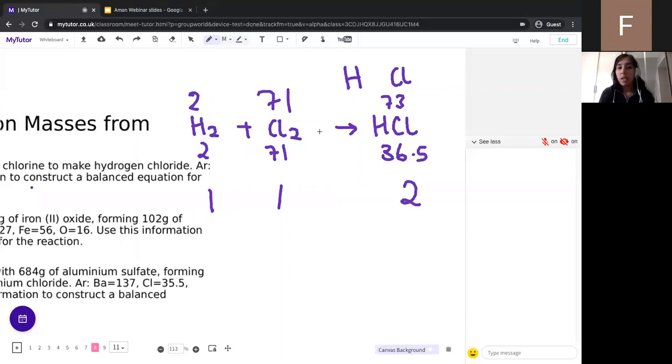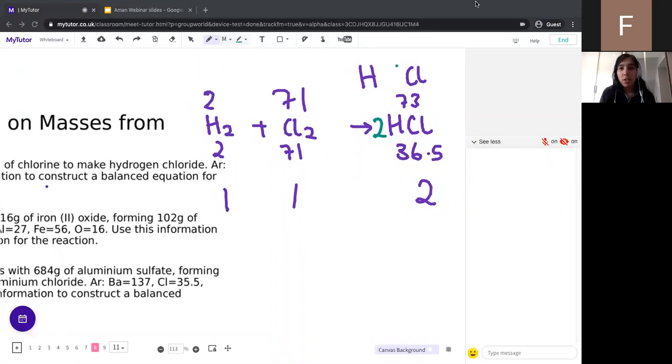So that means in the equation, to balance it, there will be 1 hydrogen reacting with 1 chlorine to produce 2 hydrogen chlorides. We can then check if that's balanced. 2 hydrogens on the reactant side, 2 hydrogens on the product side, 2 chlorines on the reactant side, 2 chlorines on the product side. Hopefully that made sense. Well done, everyone.